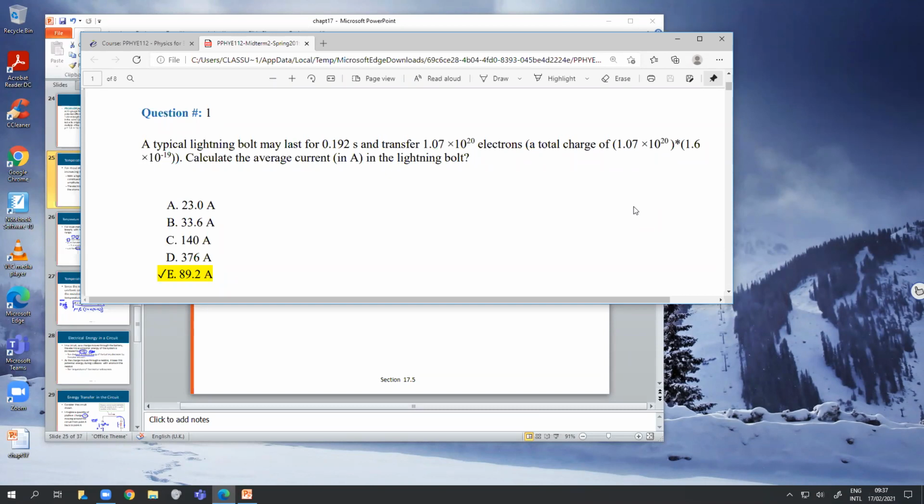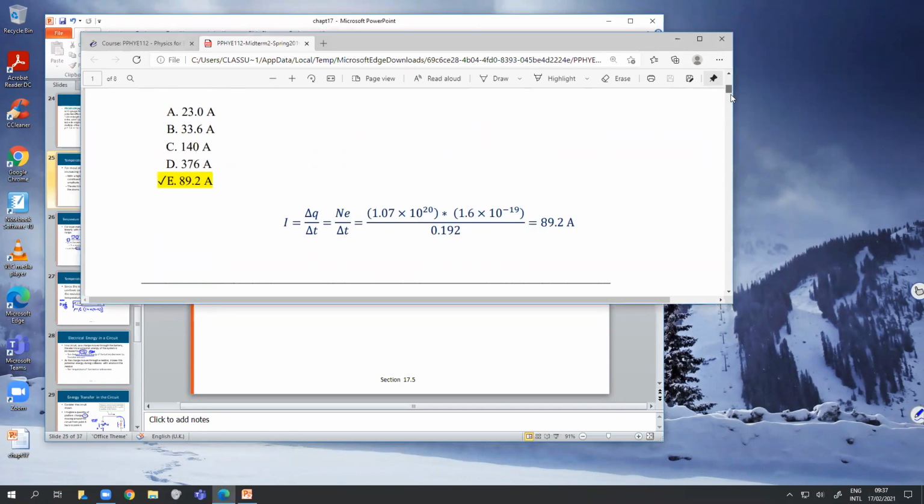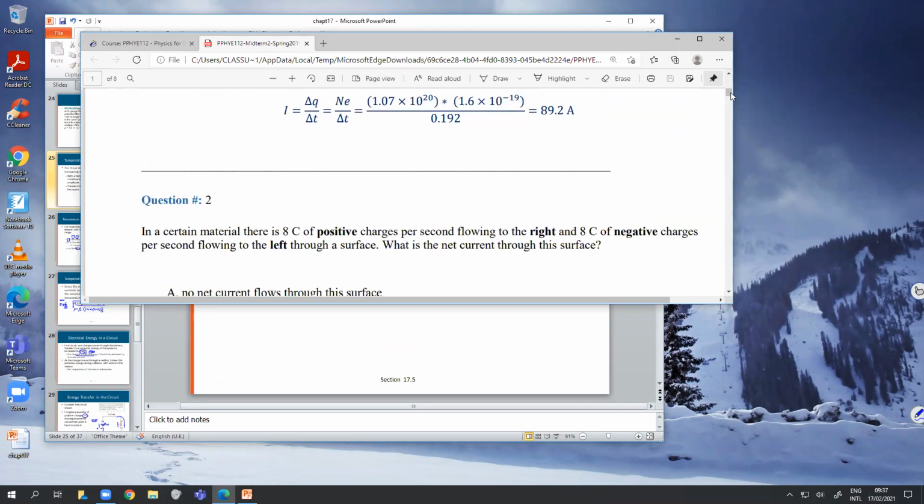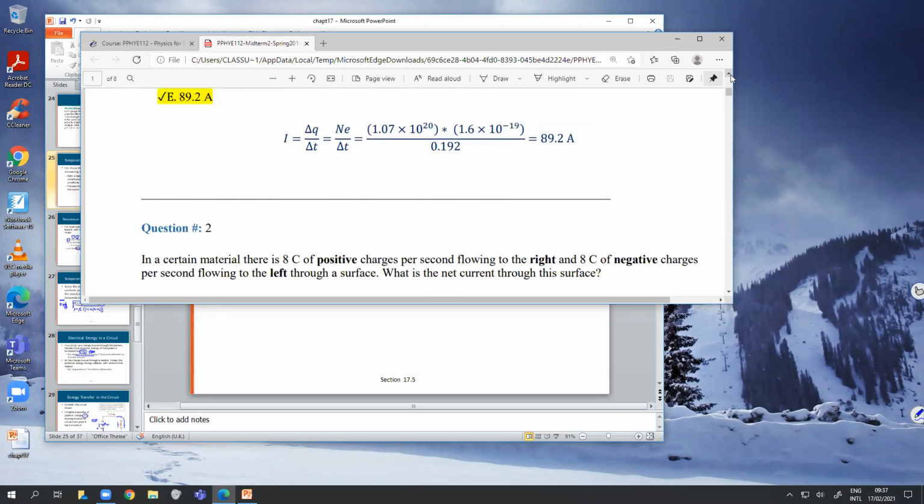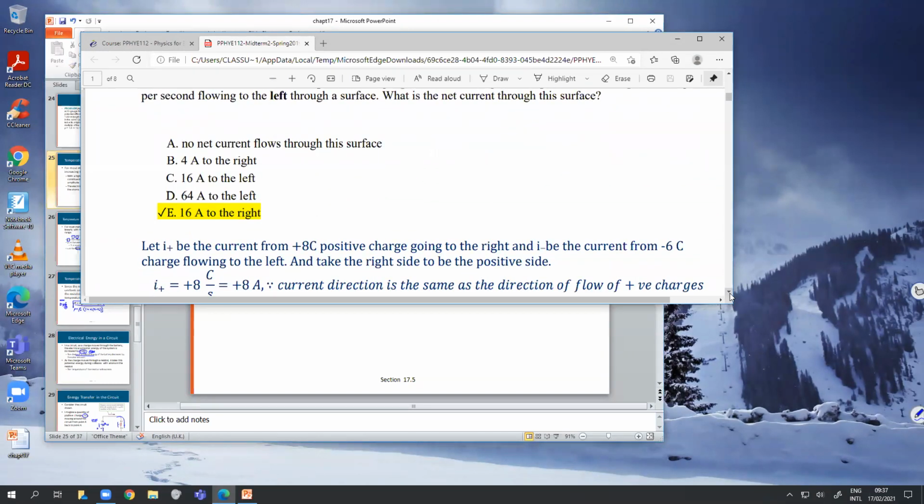So let me now look at the solution. It's not 89.6. Okay, good. So it is being done. Okay, 89.2. So here the substitution is shown, so you can follow it. Right, let's go to the next question.